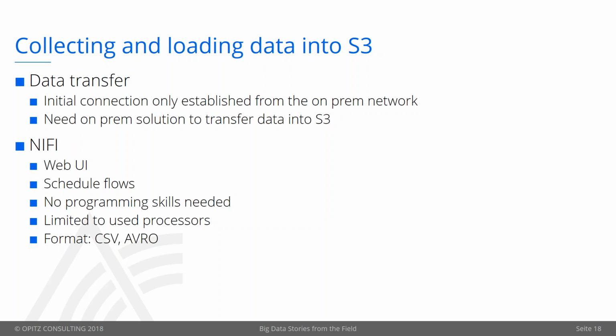Now let's take a look at collecting and loading the data into S3. Since the data should only be loaded to the cloud via push, we decided on an on-prem method. For that, we set up a NiFi server in our own data center in order to transfer the data flexibly to the cloud. With NiFi, we are able to load the data in CSV and Avro format directly from the source system into S3. If the data is in the cloud, we can do all the cool stuff with it.